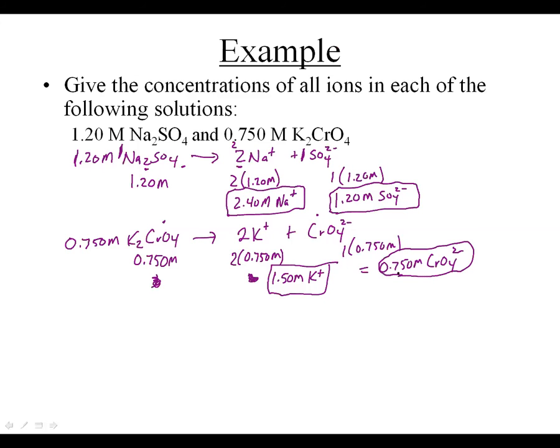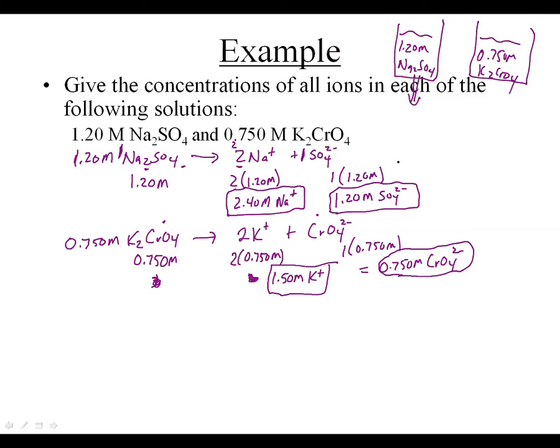So again, sometimes you're not interested in the entire thing, you're just interested in the ion. Yeah, so for example, in the first one, you had a solution that was 1.2 molar sodium sulfate, and that would be the final concentration of the whole thing with everything together. And on the second one, you had 0.75 molar potassium chromate, and that would be the whole solution's concentration. All the M's are capital M's. They're molarity, so they should be capital M.